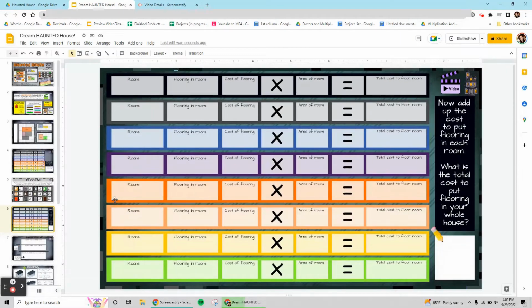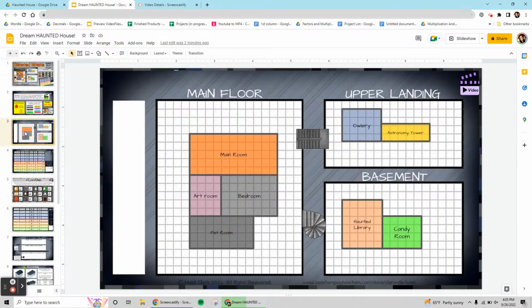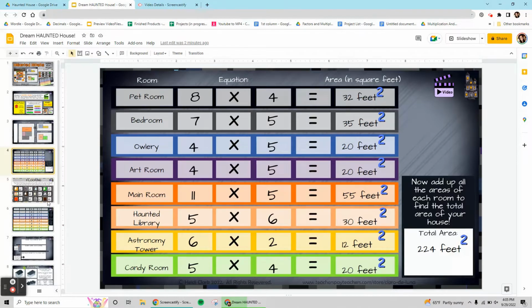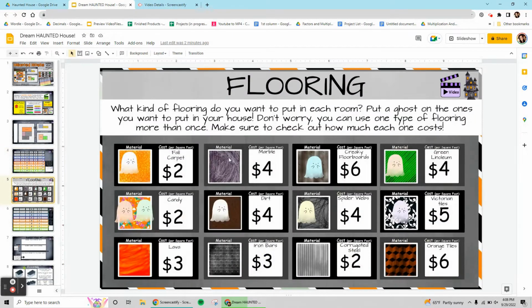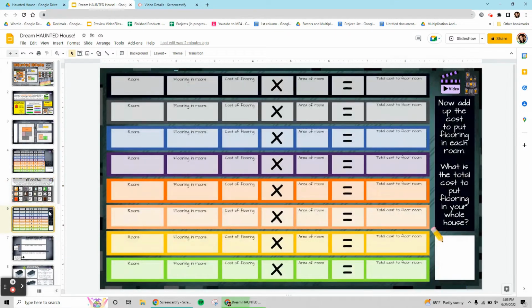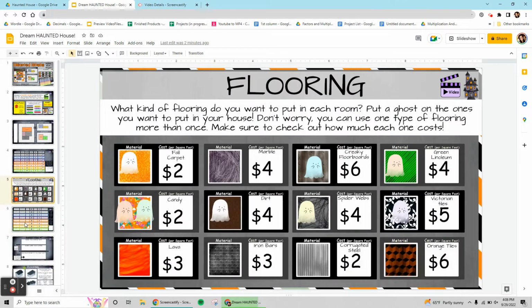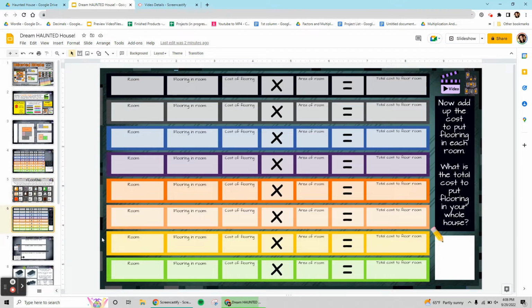All right, so we're working on our haunted house, and we already made our floor plan. We found the area of each room, and we chose carpet or hardwood floors or whatever for each of those rooms. Now we're going to figure out how much it costs to put carpet or hardwood in those rooms. The first thing I'm going to do is just type in the name of my rooms again.